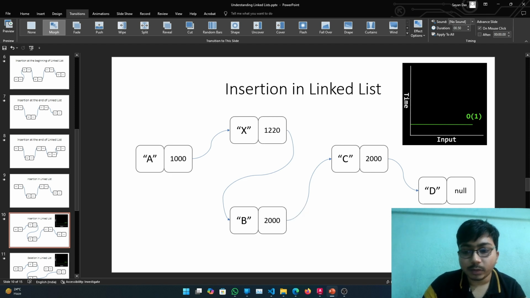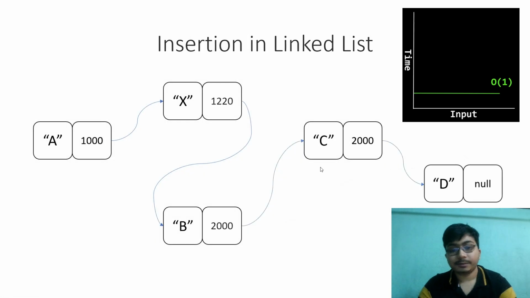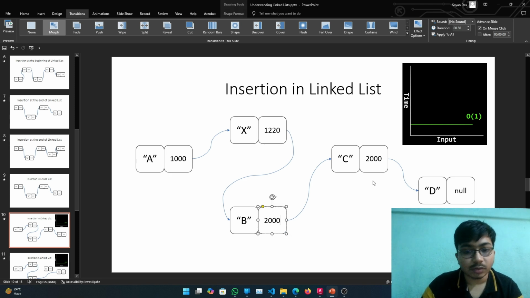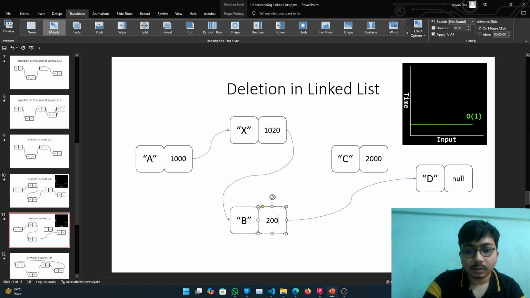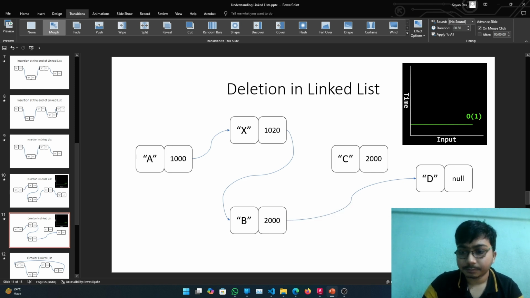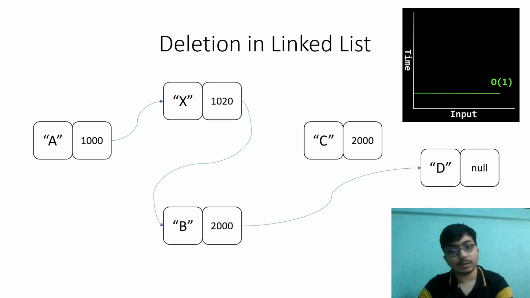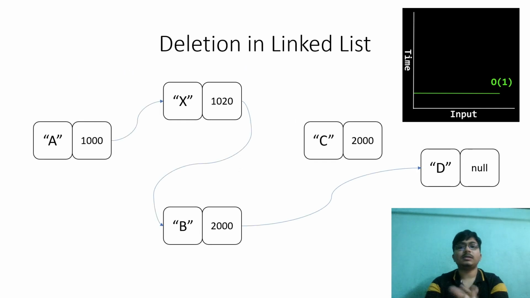Okay. And when we do that, that essentially means that we are now pointing directly to the D node from the B node, and the C node has no use. Okay. And this is what we call a singly linked list.